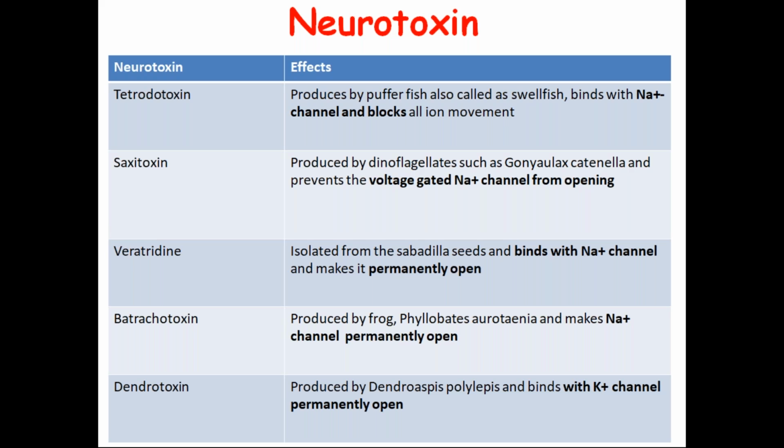Is it easy now to remember? What is asked in your exam is only these things. They will give you the neurotoxin on one side and the effect on the other side, either in match the column, or they will give you the name of the toxin and the options: permanently open, permanently closed, open, or K plus channel. Like this they will give you, and from the options you have to select.